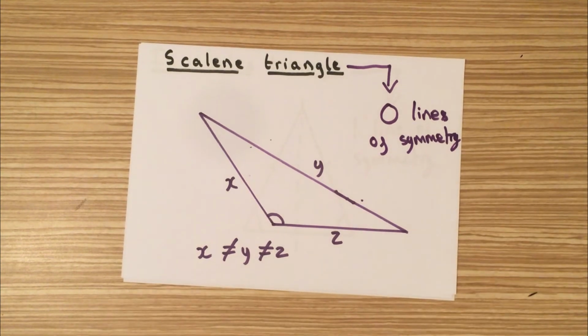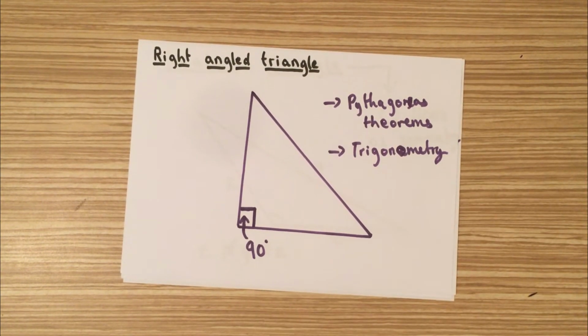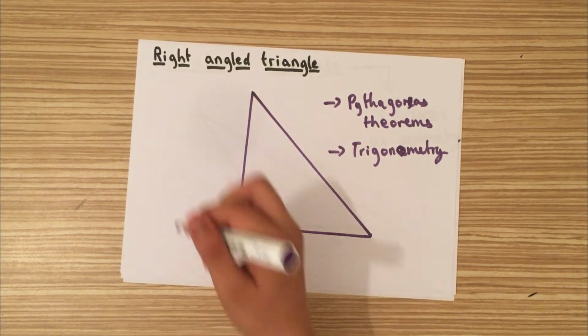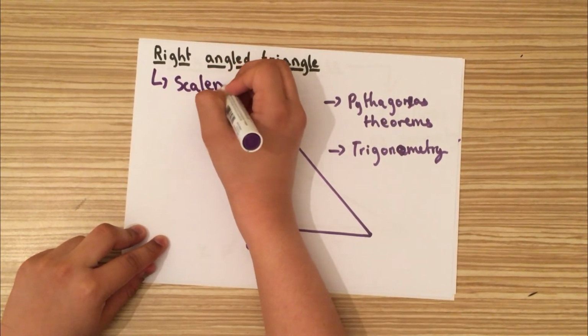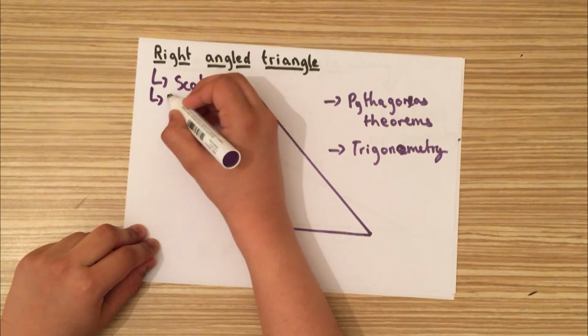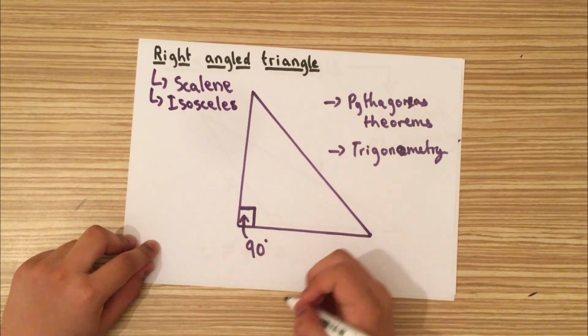Okay, now let's move on to our final type of triangle, right-angled triangles. How many lines of symmetry does a right-angled triangle have? Well, the answer is it depends. A right-angled triangle can either be a scalene triangle, when all the sides are not equal to each other, or it can be isosceles, when two sides are equal to each other.